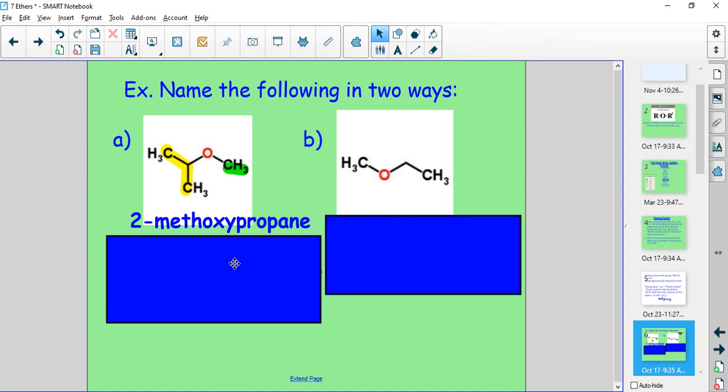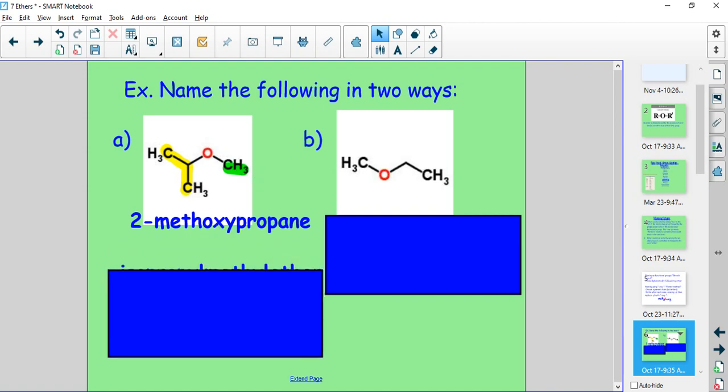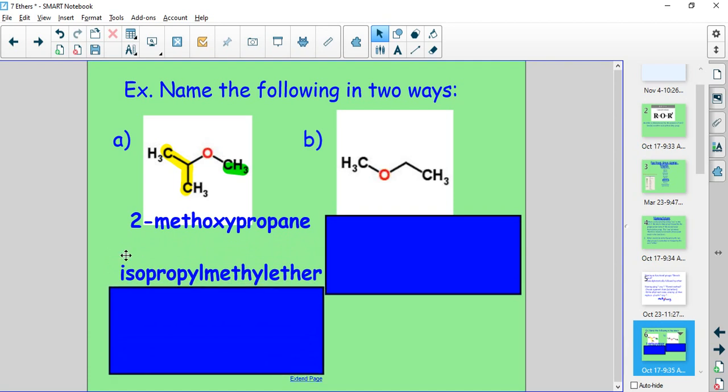You list the branches, these two, alphabetically, followed by the word ether, and this is the name. Alphabetically, isopropyl, methyl, ether. Isopropyl is this branch, methyl is the highlighted green. Attach the word ether to it, and that is your name. So two methods of naming.